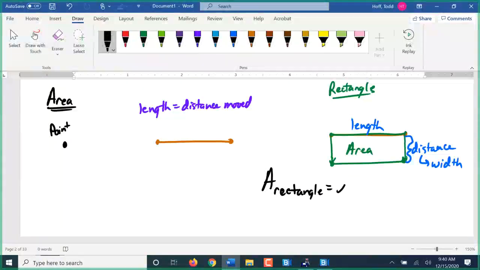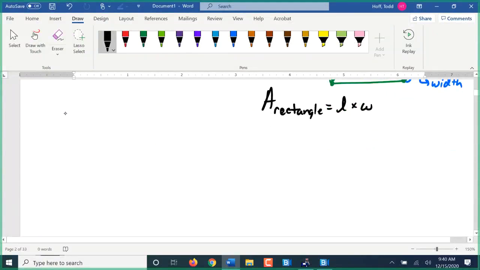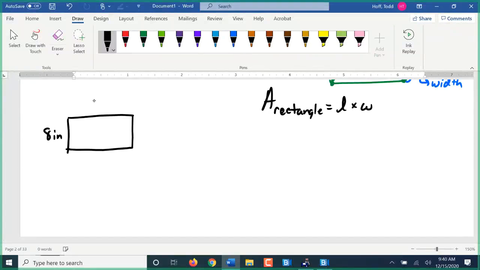Area is equal to length times width. If I have a rectangle that is 8 inches by 13 inches, so 13 inches here would be our length, the area would be 13 inches times 8 inches.